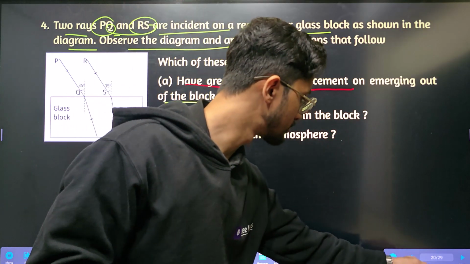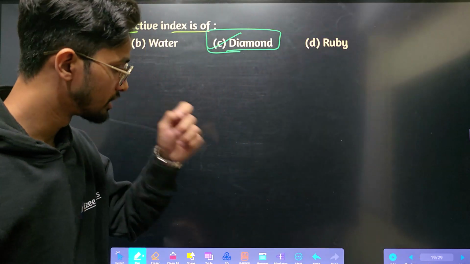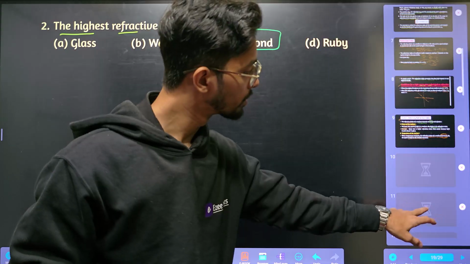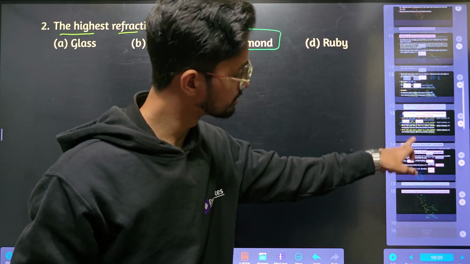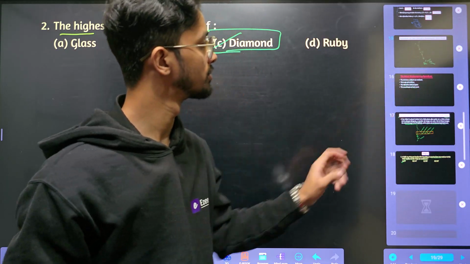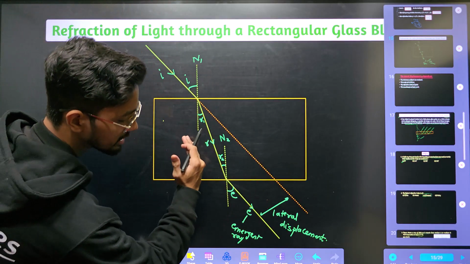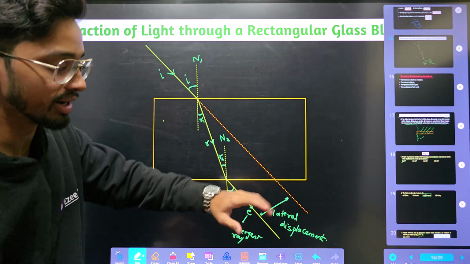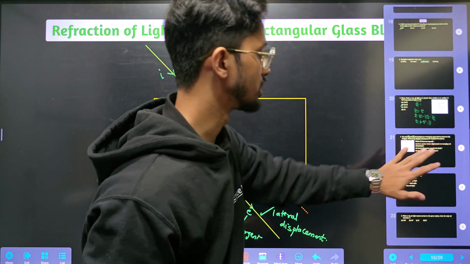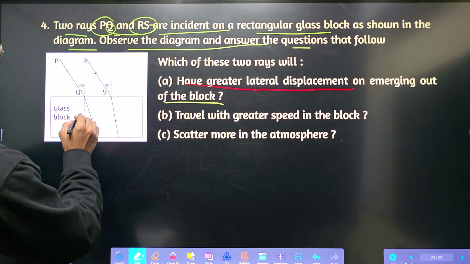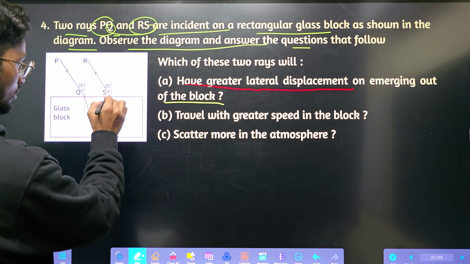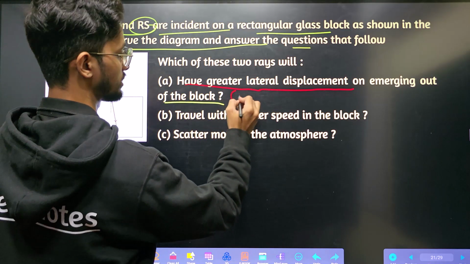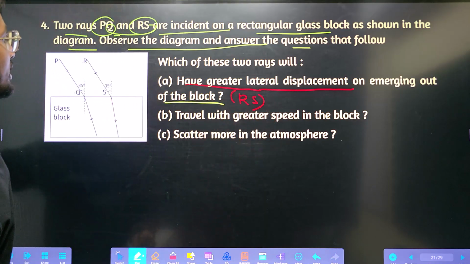See, the more it bends here, the more the ray will be shifted here, right? So it will have greater lateral displacement. So which is bending more, this or this? See, this is bending more. RS is bending more. So which will have greater lateral displacement? RS will have greater lateral displacement.